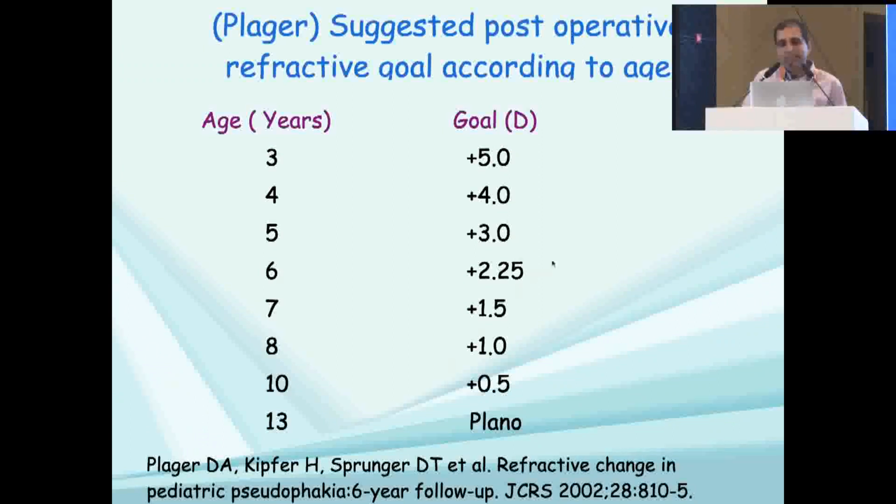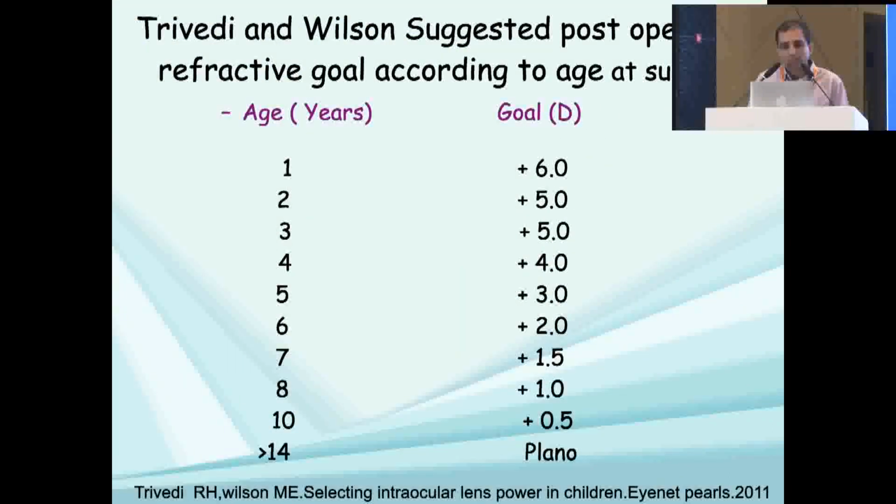Once again, there are several articles to suggest a blanket sort of undercorrection, like the one suggested by Plager and group, that as per the age, you undercorrect by +5, +4, +3, and so on and so forth. Dr. Trivedi and Dr. Wilson and their group have also suggested, based on age, that the younger the child, the more the undercorrection.